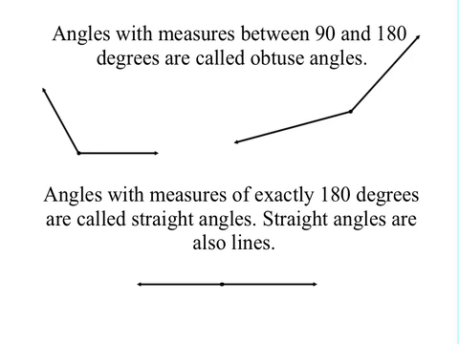And angles with measures of exactly 180 degrees are called straight angles. Straight angles are also lines. So usually, if you're looking at a straight angle, it will most likely be labeled as a line rather than as an angle.